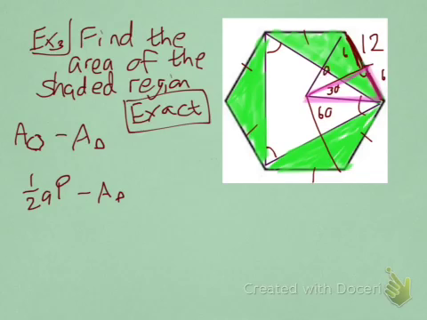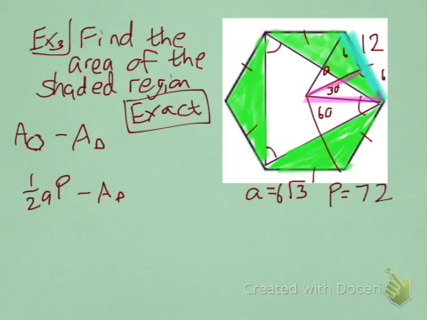Well, the short leg and the long leg have a relationship on a 30, 60, 90. To get from the short leg to the long leg, you just multiply by rad 3, which means A, or the apothem, is just 6 rad 3. Well, what's the perimeter? If this side length is 12, and I have 6 of them, then the perimeter would just be 12 times 6, so 72.